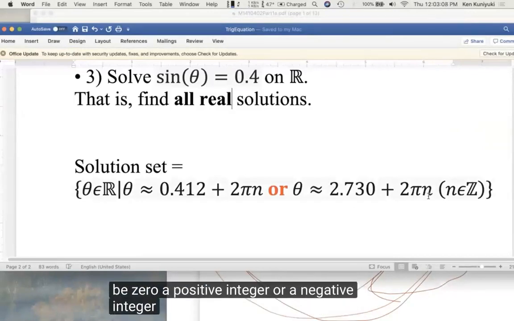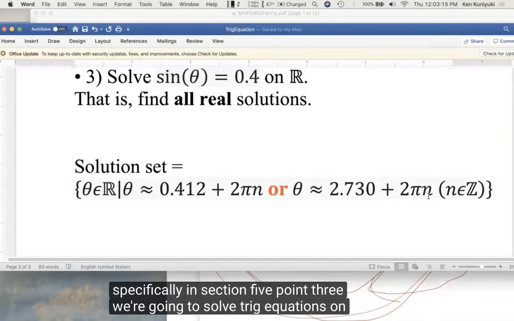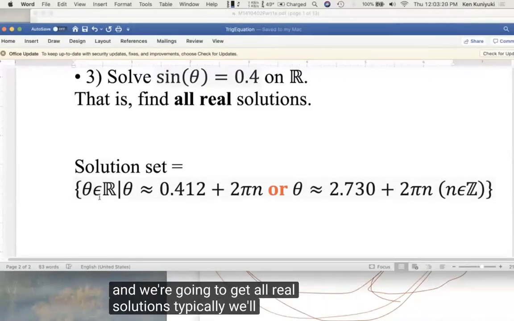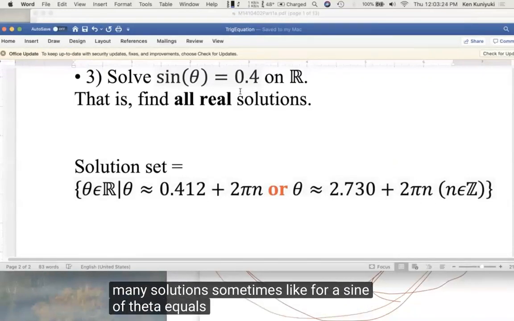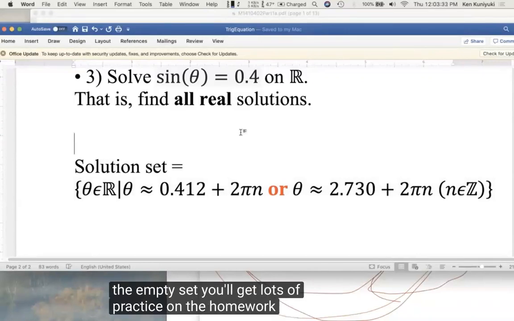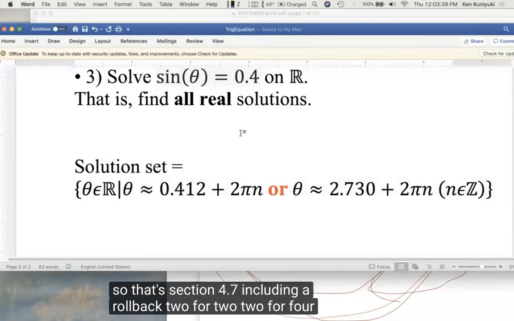or a negative integer. So in chapter 5, and specifically in section 5.3, we're going to solve trig equations on R, and we're going to get all real solutions. Typically, we'll get infinitely many solutions. Sometimes, like for sine of theta equals 2 or 3, we'll get the empty set. You'll get lots of practice on the homework. So that's section 4.7, including a rollback to 4.2 to 4.4.